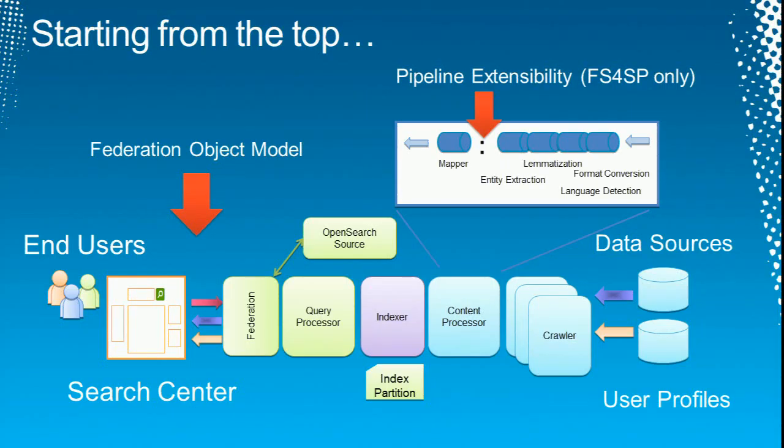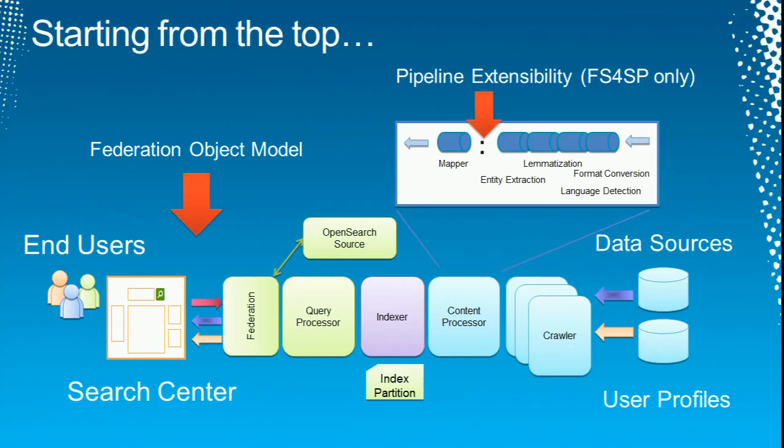We then move into content processing. Now, this is something that, for the most part, is somewhat unique to Fast, and we'll go over that in a bit more detail in a second. Next, we index that content, make it ready to be queried. After that, finally, we have a query processor.